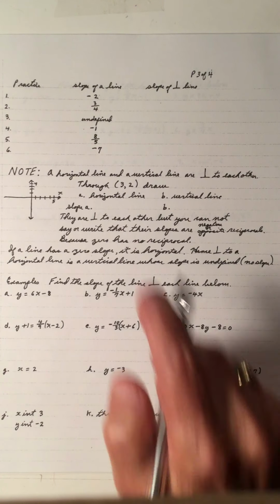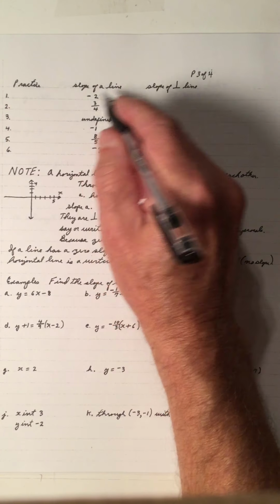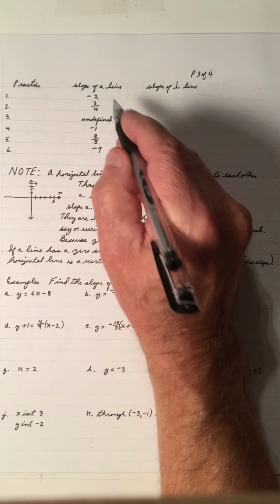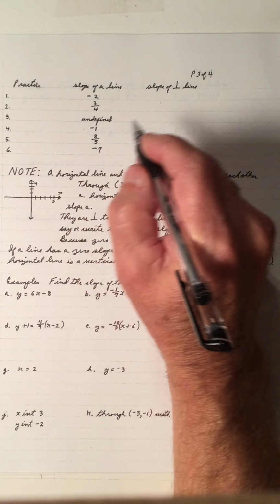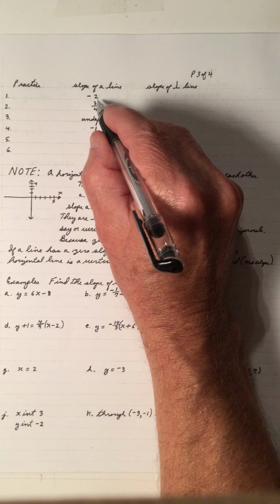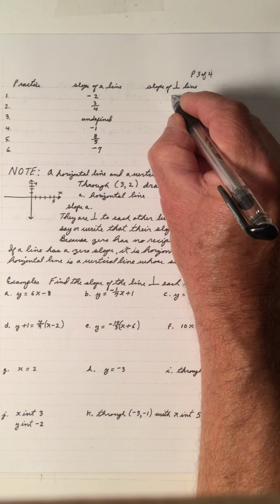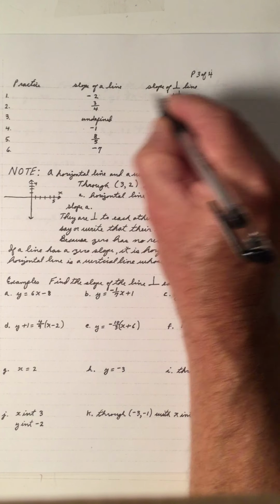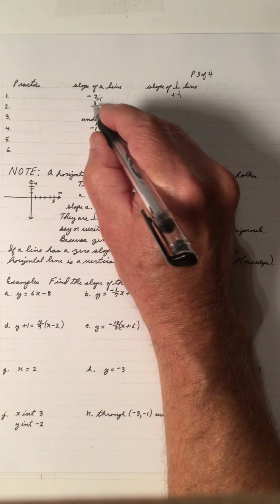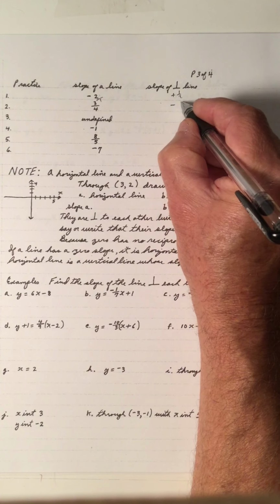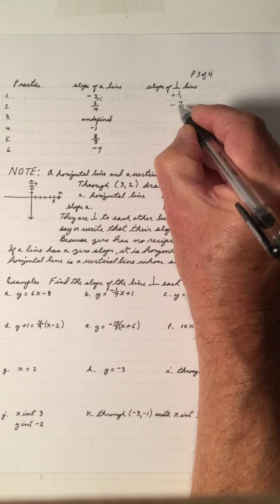Practice. Practice means that you pause the video and work these out to see if you're going to get them right. The slope of a line, negative 2, perpendicular, is positive 1/2. Remember, 2 is over 1. 3/4, positive, is minus, and is 4 over 3.